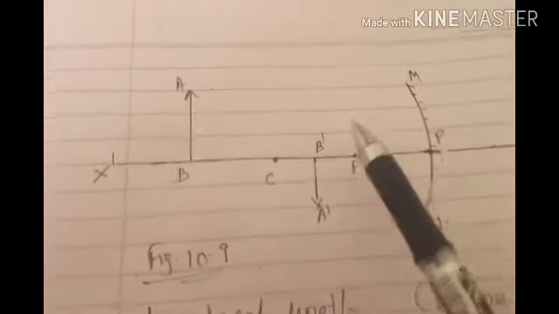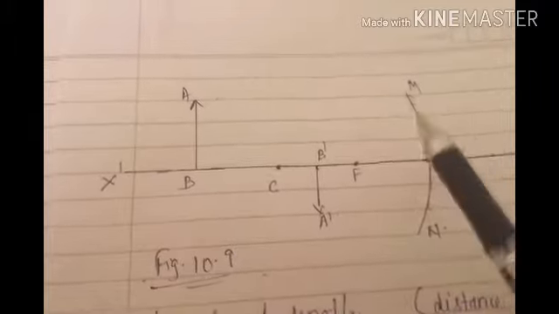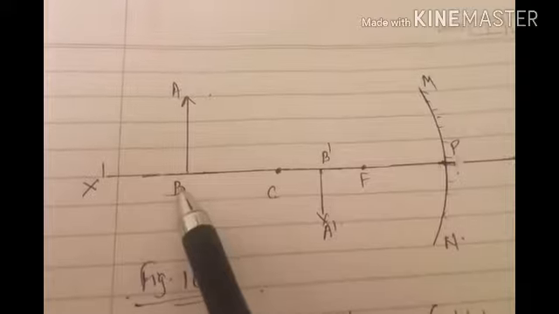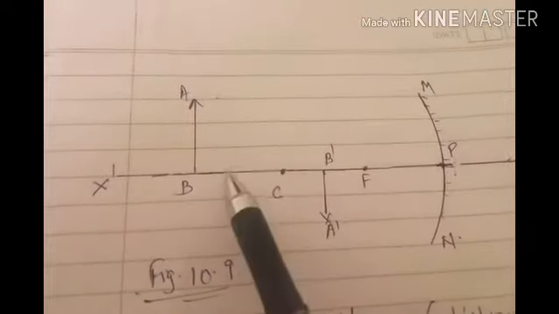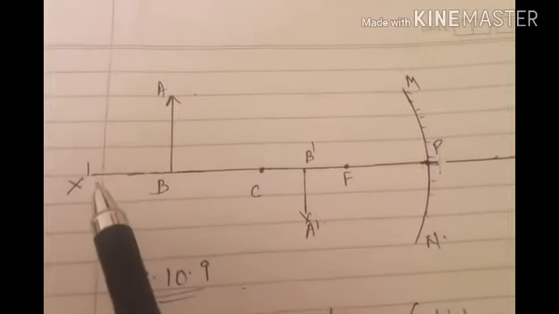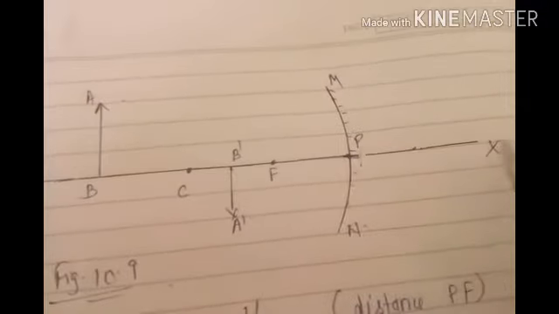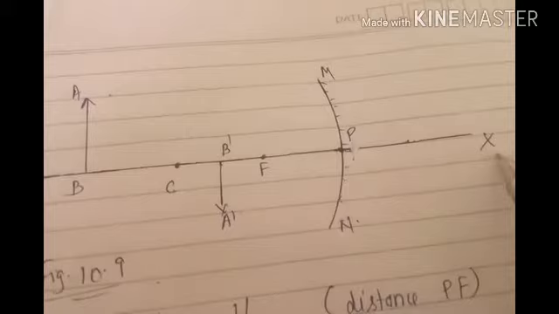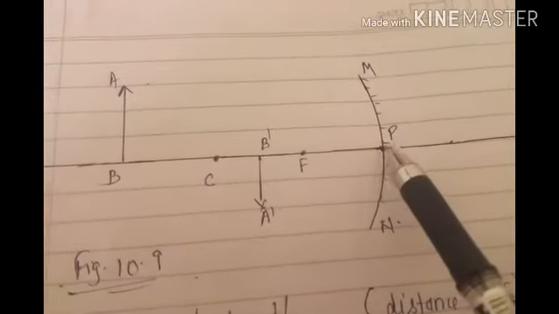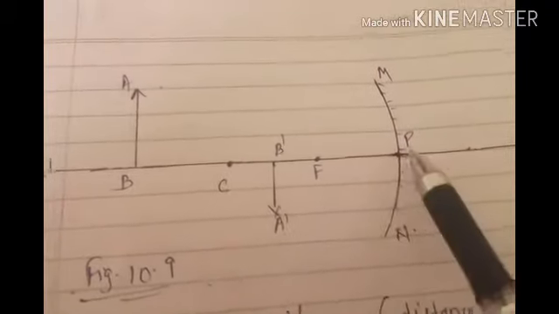Now the Cartesian sign convention. The first point is that the object is always placed at the left side of the mirror. This is the mirror, this is its left side and this is the right side, so the object is placed on the left hand side. Also, the principal axis is considered as the x-axis. This is X, this is X', and the pole P of the mirror is the origin.